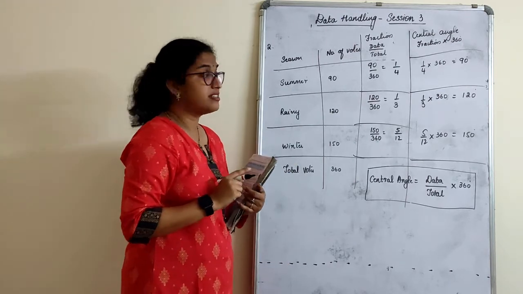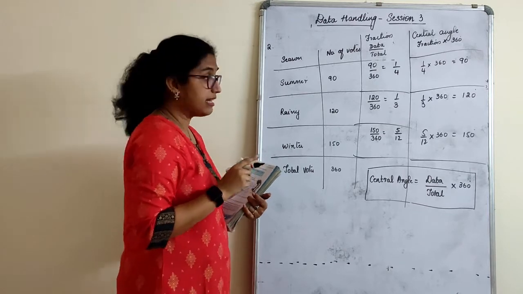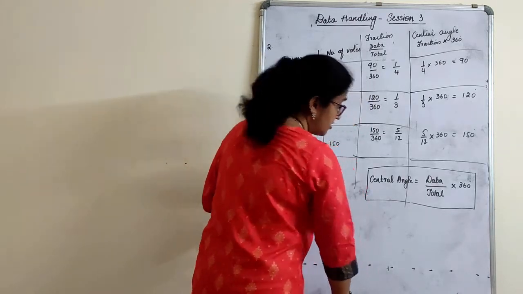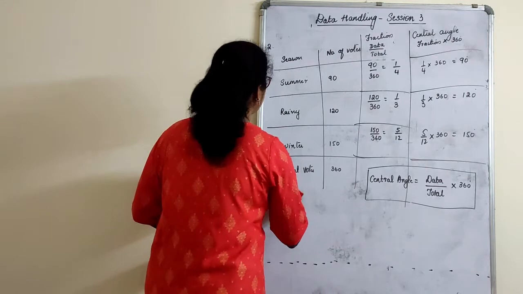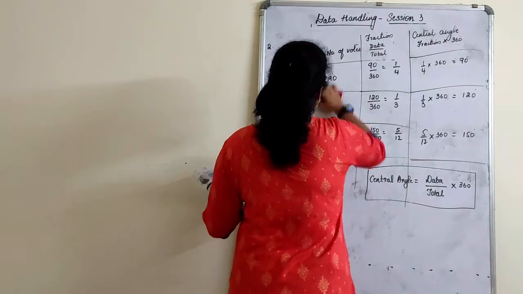I will just erase this so that I can have a pie chart very clearly. Please make a note of this, and this is done in the book itself, not a graph book. Let me run this.